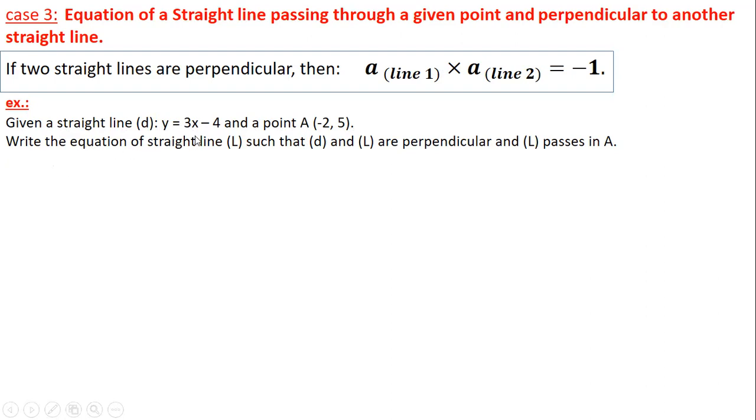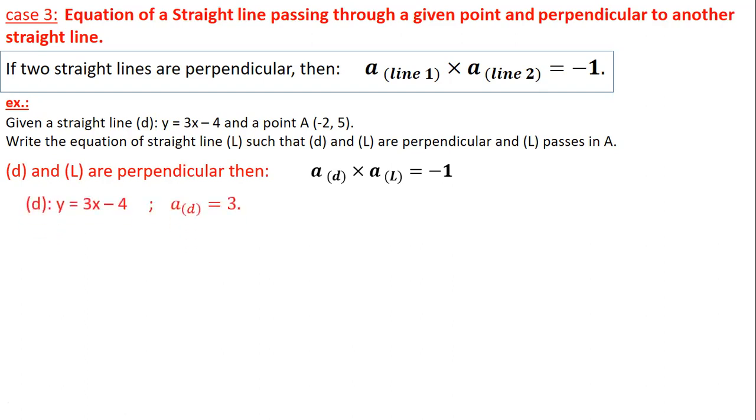We should write the equation of a straight line L such that D and L are perpendicular and L passes in A. First, I should determine the slope of L. Here I have a rule. The slope of D times the slope of L is equal to -1. Why? Because they are perpendicular. So we say D and L are perpendicular, then the slope of D times the slope of L is equal to -1. What is the slope of D? The slope of D from here, it is a 3.